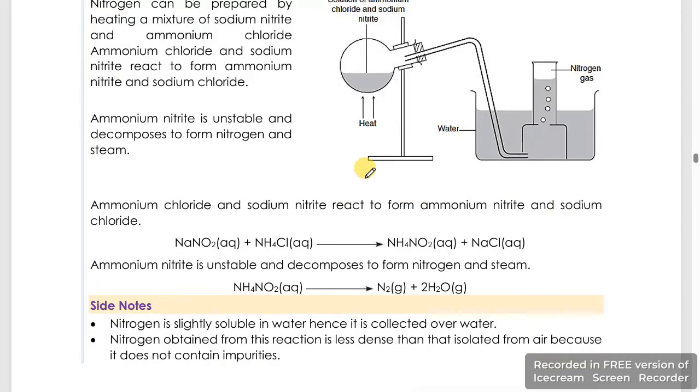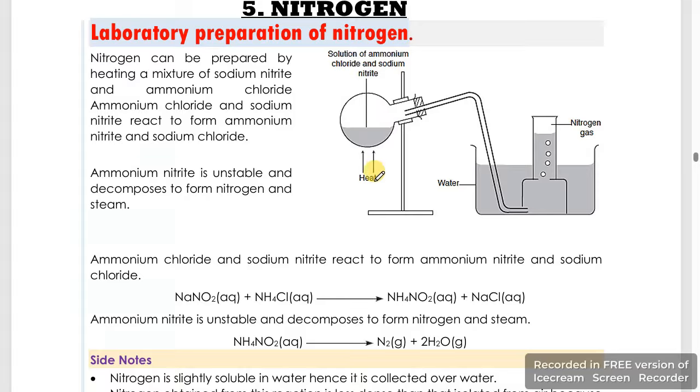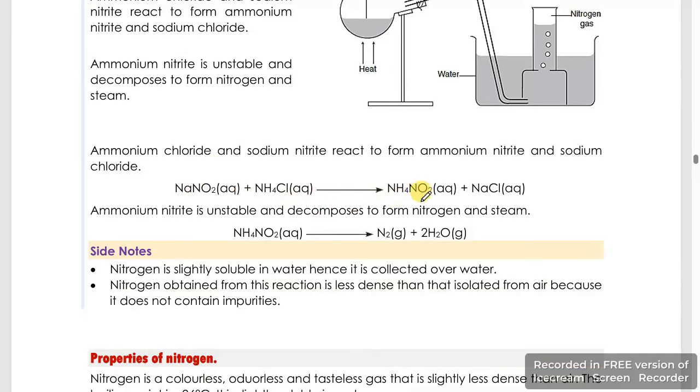Form 3, the first gas prepared there is the ones for organic 1, but Mr. Kimutai skipped to nitrogen. We will go back there, down there. So nitrogen is the fifth gas. How is nitrogen prepared? You heat ammonium chloride with sodium nitrite, and it forms nitrogen gas collected by upward delivery. You should be able to know how to write this equation. Ammonium nitrite is unstable and decomposes to form nitrogen and steam.